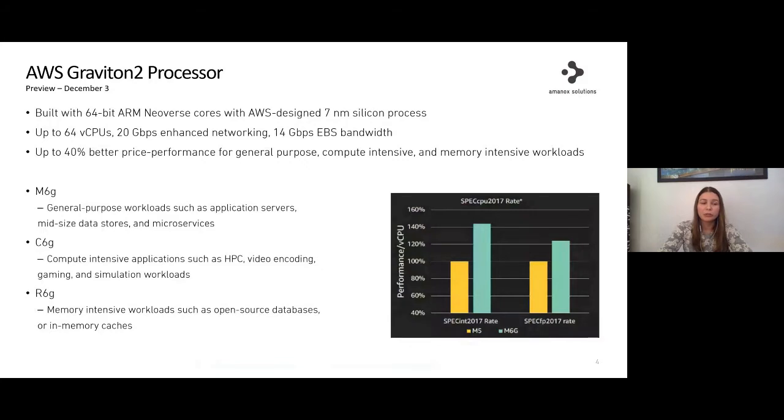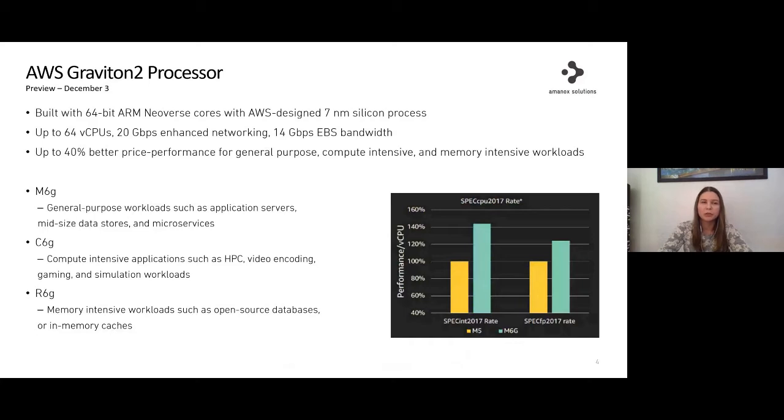They come in 3 different families: M6G, C6G, and R6G. G stands for Graviton. M is the general purpose workloads family. C is from compute, so everything that is compute intensive workloads. And R for RAM, memory, everything that is memory intensive workloads.